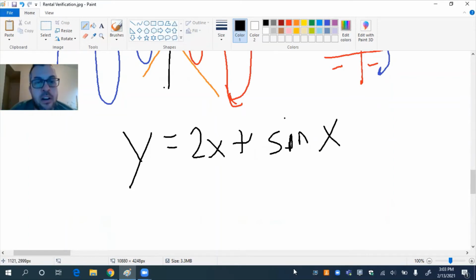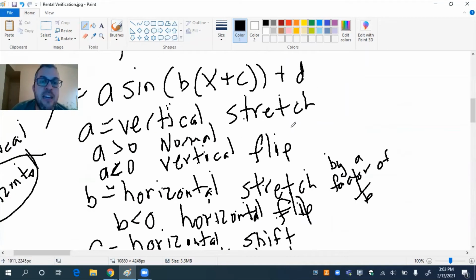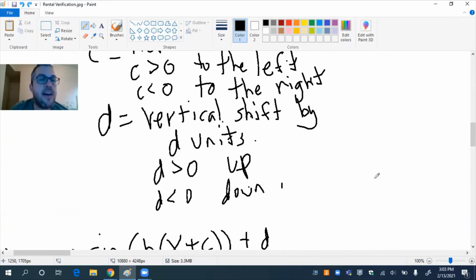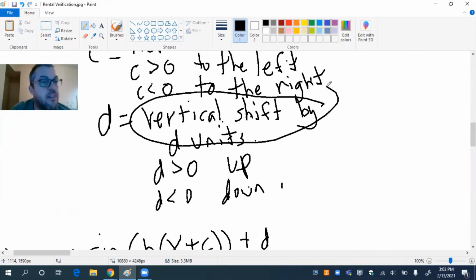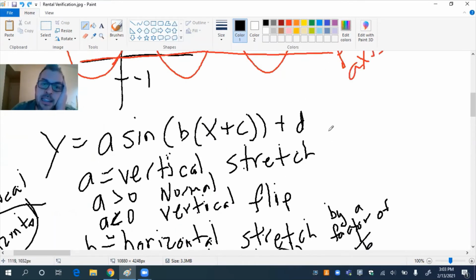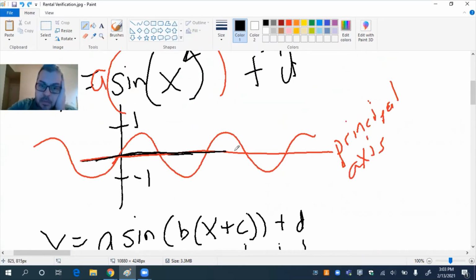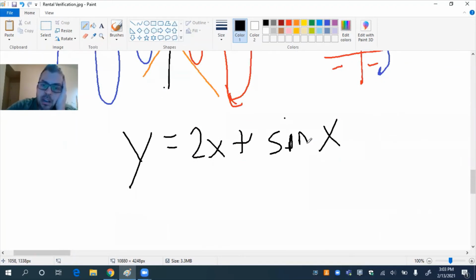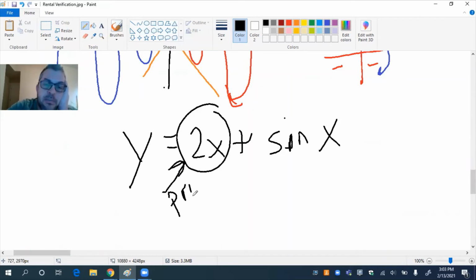Now let's go back and look at our transformations. And if I'm adding something to my function, isn't that my d value? And if it's the d value, well, the d value is my vertical shift. And so that means that this line right here, my principal axis, is going to be shifted up or down. So let's go back down here, and this would be now my vertical or my principal axis. This is my principal axis.